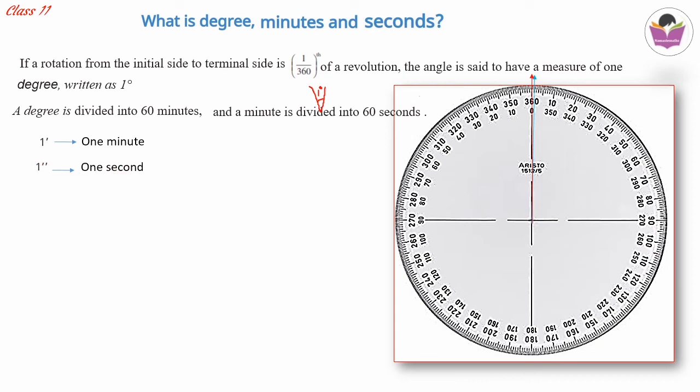1 second means again here 1 minute we take. 1 minute we will take, and from there we will divide that space into 60 portions, and out of that 60th portion, if you take, that is called 1 second. Then 1 degree is equal to 60 minutes and 1 minute is equal to 60 seconds. So this is the relation. 1 degree is 60 minutes and 1 minute is 60 seconds. Very important results. So just keep in mind these two relations.